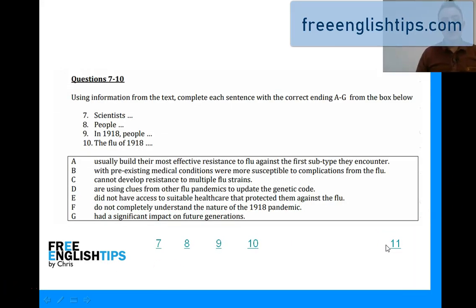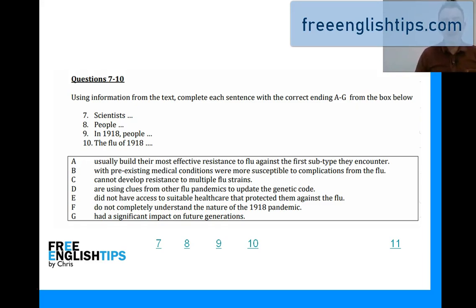So questions 7, 8, 9 and 10 are sentence completion questions. That means that you have to look at the first part of the sentence and match it with the second part of the sentence. I'd like you to focus a little bit on grammar here. Is it plural? Is it singular? Is it the past? Is it the present? Or is it the future? Those might be some helpful tips when you sit your exam.